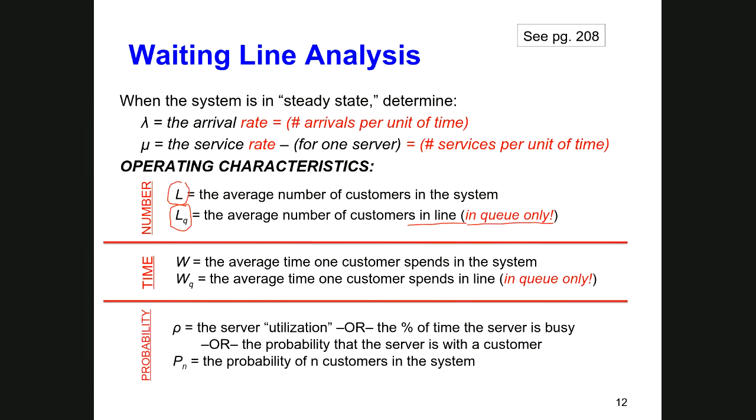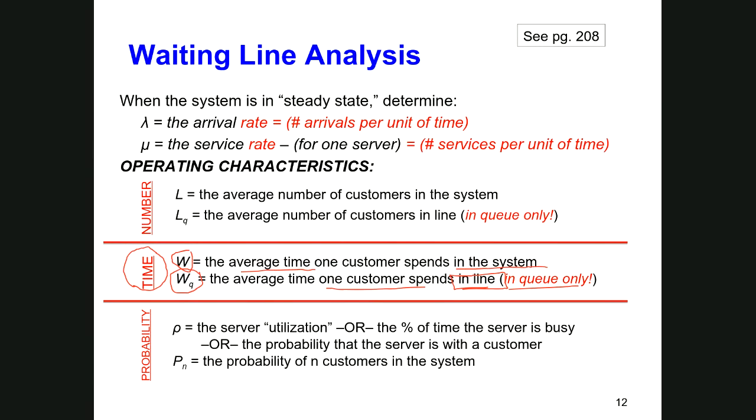Then for our operating characteristics related to time, again, there's 2. The first one is going to be W, and think about the W standing for waiting. W is the average waiting time, or average time that the customer spends in the whole system. And that's from the time that the customer enters until the time that the customer leaves. And W sub Q is the average amount of time that one customer spends only in line, not in service, so only in the queue.